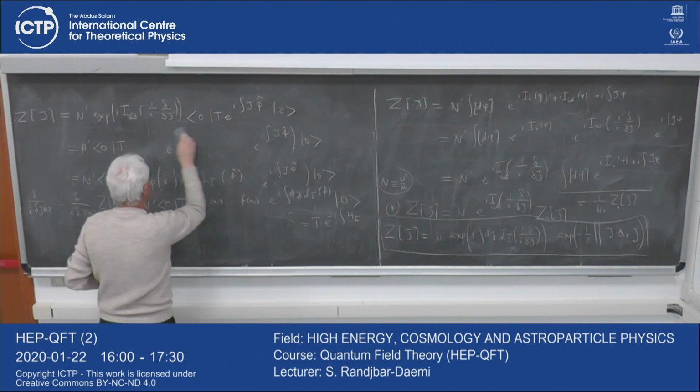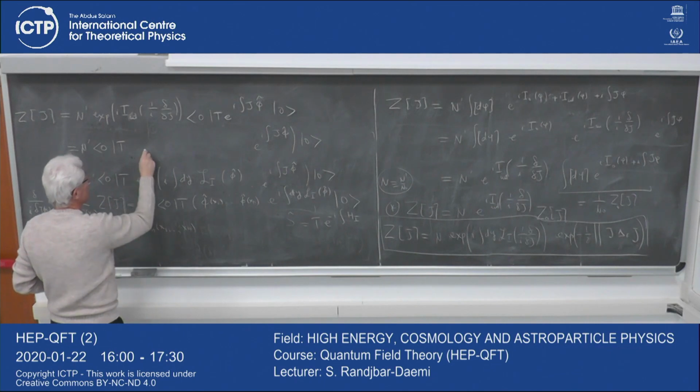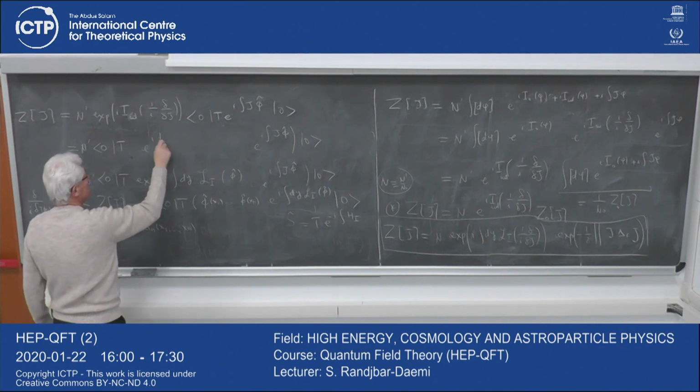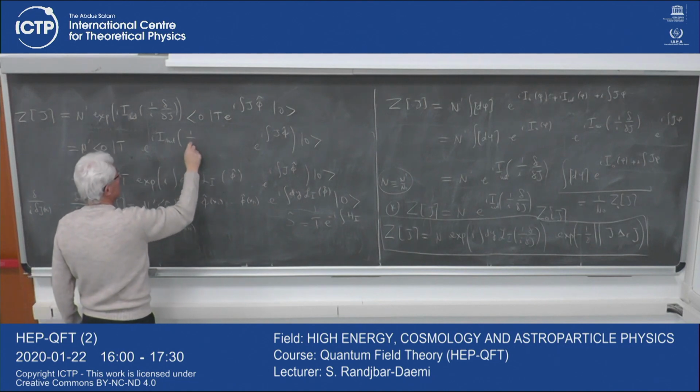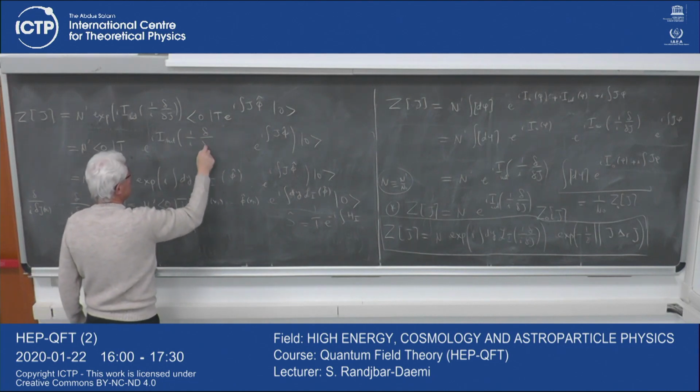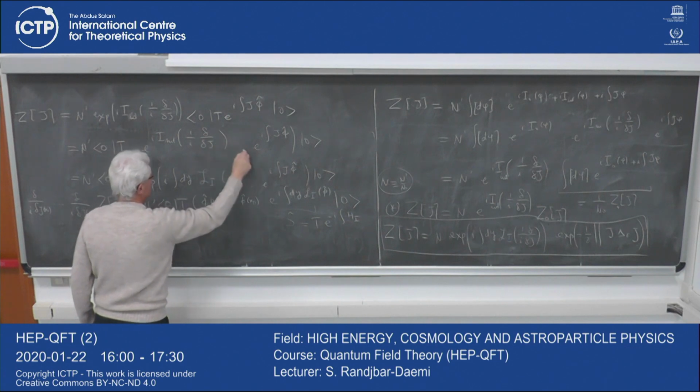There's more space if I'm not using it. Exponential of I interaction, 1 over I d by dj acting on it.